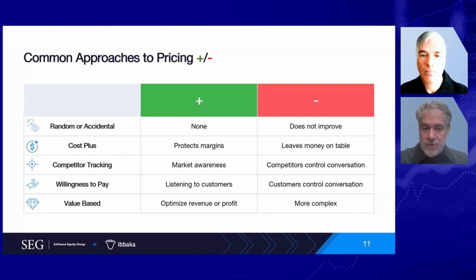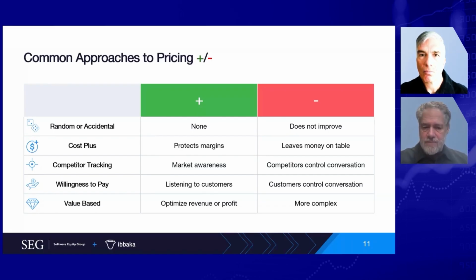So the next thing that people do is they price based on their customers' willingness to pay, or as pricing people love to say, WTP. This is also a really good approach because it gets you listening to customers, and that's critical. Any pricing conversation should be a conversation about value, and you can only understand value by listening to your customers. The problem with pricing based on willingness to pay is that it allows customers to control the conversation. And in the real world, willingness to pay is something that you can shape.